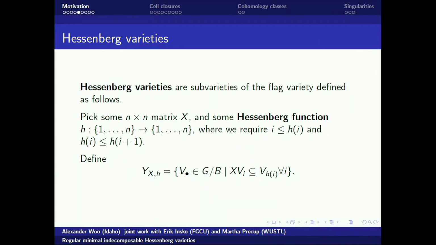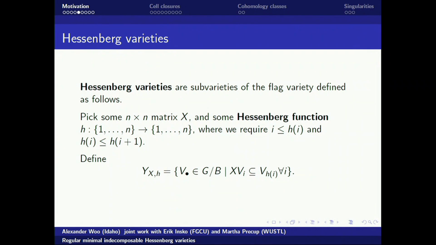Okay, and now to such a function, I'm going to associate a variety that's inside the flag variety. Actually, a bunch of them. I'm going to pick, for now, a general matrix X, an n by n matrix X. It acts on a flag by simply multiplying all the components of the flag.